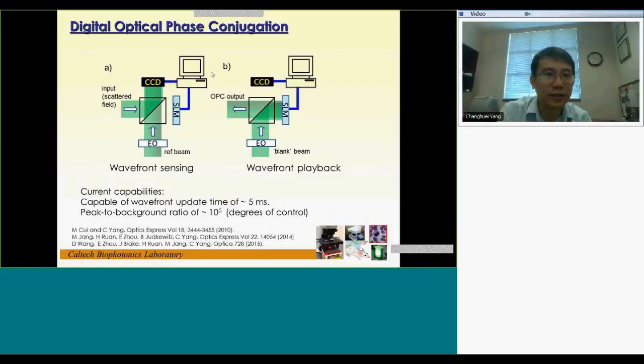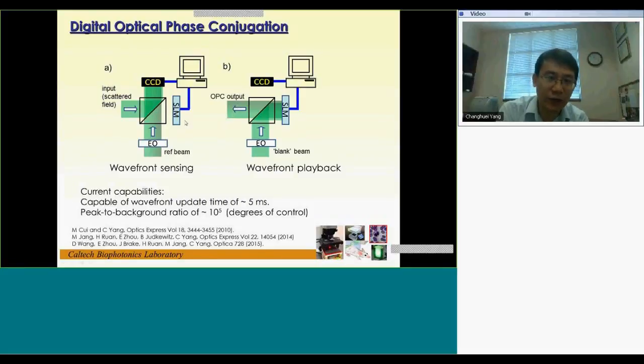And then we take that data, we process it, and we render the right pattern to put on a spatial light modulator. Then we come in with a blank laser beam that is reflected off from this spatial light modulator to create this conjugate wavefront. All right, so with this approach, you can see that we can increase very significantly the optical phase conjugation output as we desire, simply by cranking up the power of this blank laser beam that we're reflecting off from the spatial light modulator.